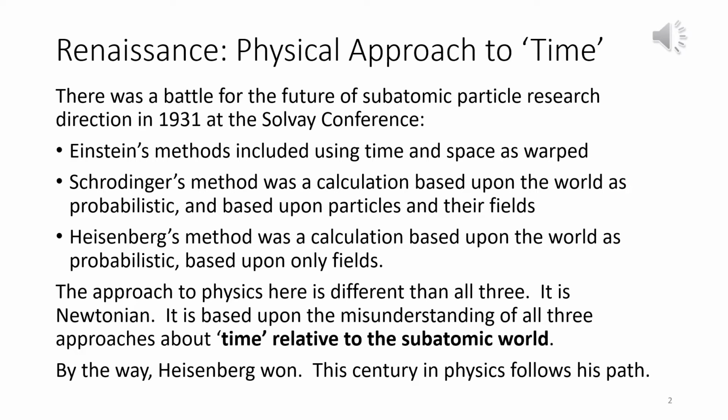Einstein's methods included using time and space as warped. Schrodinger's method was a calculation based upon the world as probabilistic, and based upon particles and their fields. Heisenberg's method was a calculation based upon the world as probabilistic, based upon only fields. Yet, all three of these methods were a total separation from classical, Newtonian physics.